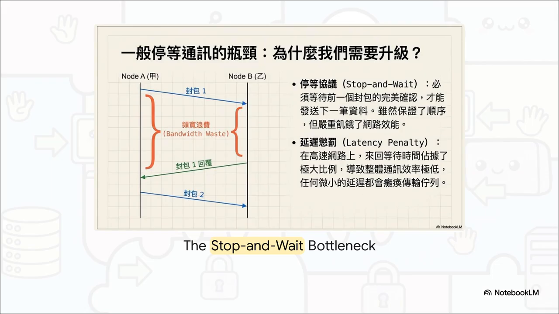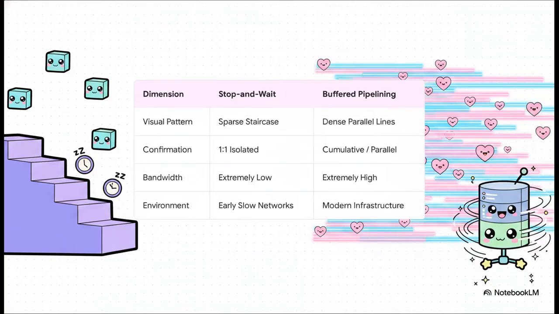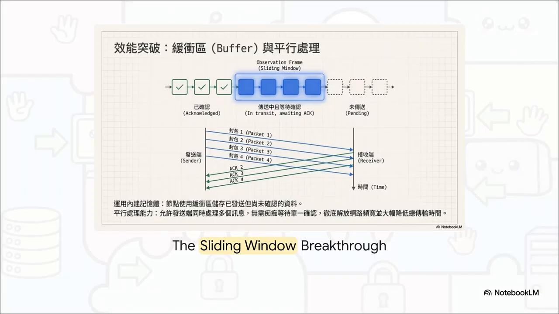On a modern high-speed connection, the physical time it takes for those signals to bounce back and forth becomes a massive, massive penalty. If you look at this breakdown, it's pretty stark. We absolutely have to upgrade and move away from that sparse, staircase-like trickle of stop and wait that was built for early, slow networks. The modern upgrade? Buffered pipelining. We want a dense, parallel laser line of data that gives us extremely high bandwidth utilization, custom built for modern high-speed infrastructure. So, how do we actually do it?